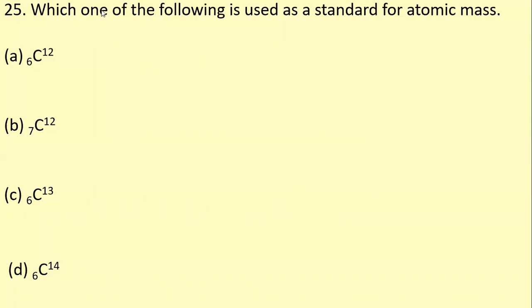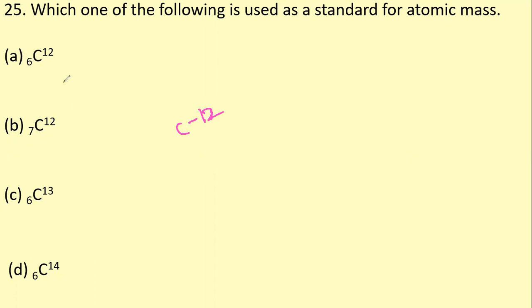Now, the last question. Which one of the following is used as a standard for atomic mass? We all know the atomic mass; we discussed it in the previous question. Carbon 12 is the standard unit proposed by the IUPAC. Carbon 12 will have the same atomic number but different mass number, which is said to be the isotope.